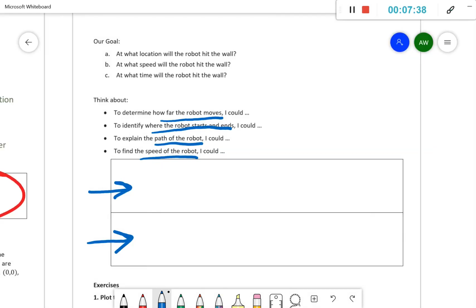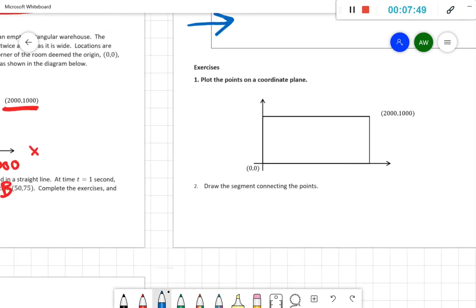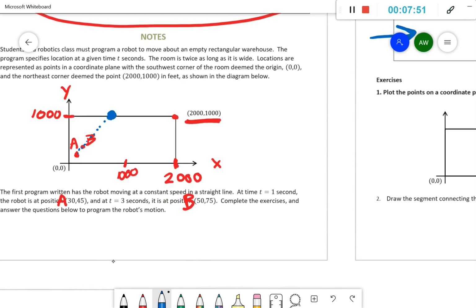Thanks for thinking about that. Let's move down to our general exercises. So this exercise here says, first, plot the points on a coordinate plane. So this is exactly what I did when we first started this question over here, right? Plotting point A and point B.